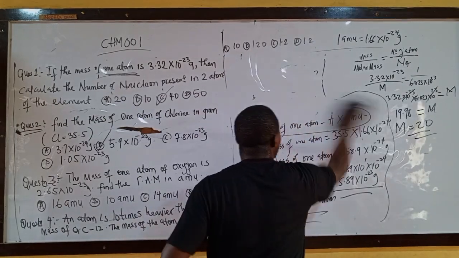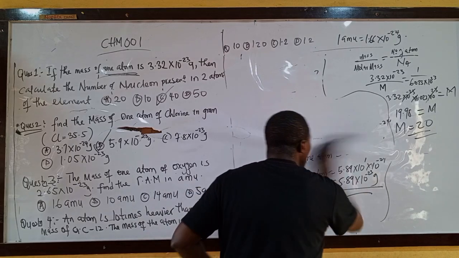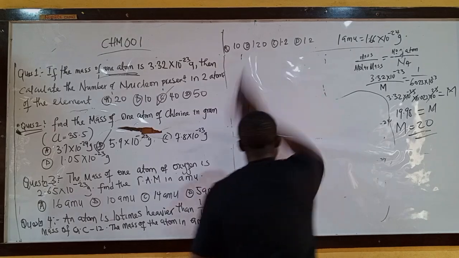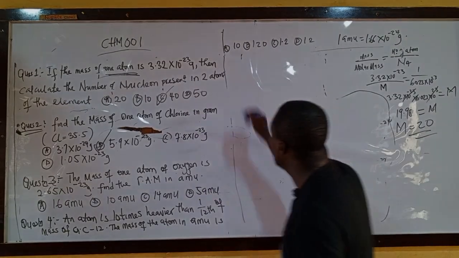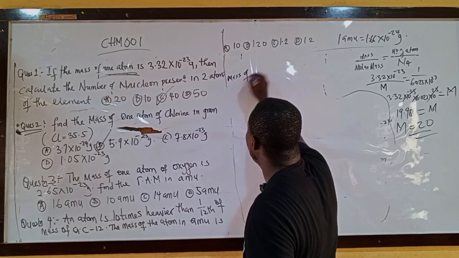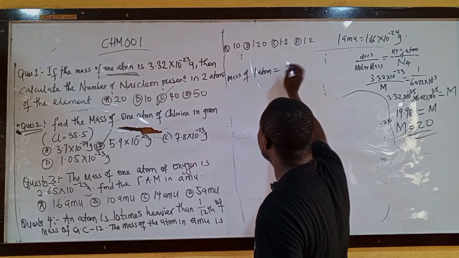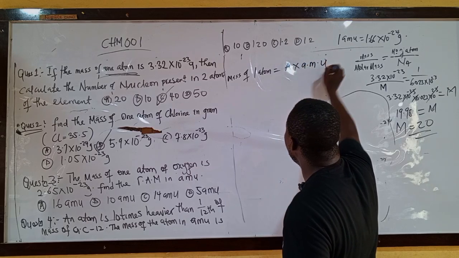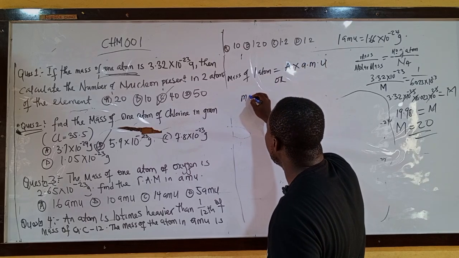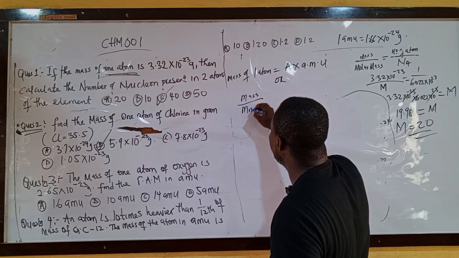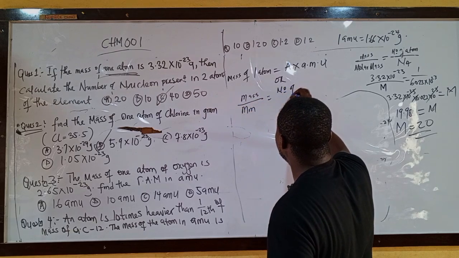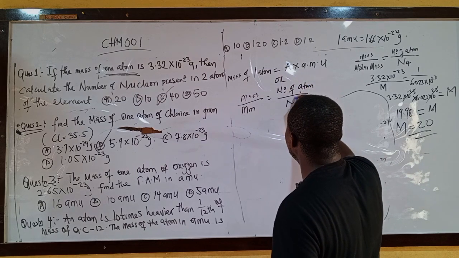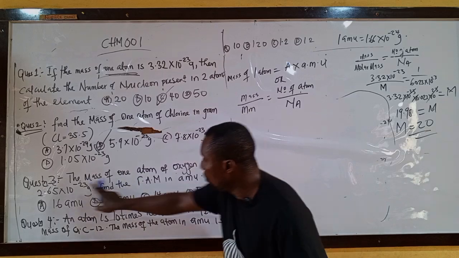You can use any one of the two formulas, and you get the same thing. You can use mass of one atom equal to A times atomic mass unit, or you can use mass over molar mass equal to number of atoms over Avogadro's constant.